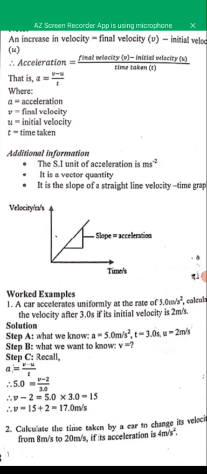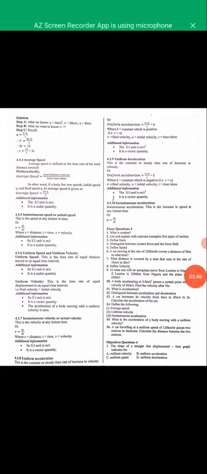Calculate the time taken by a car to change its velocity from 8 meters per second to 20 meters per second if its acceleration is 4 meters per second square. Okay, now, so we see the solution there. You can try it out yourself.